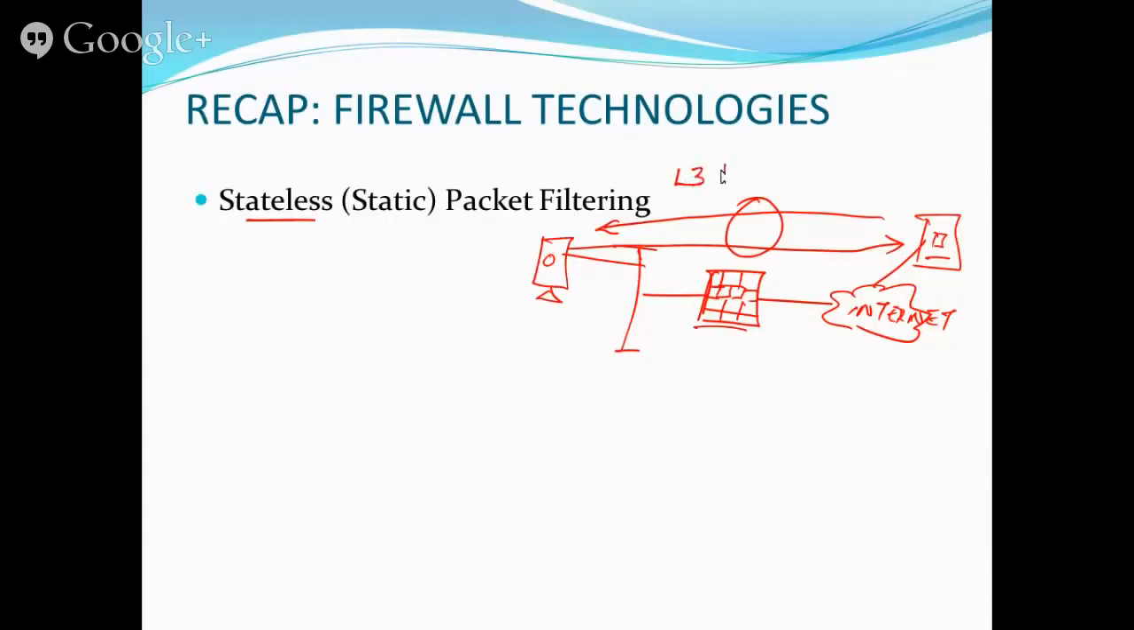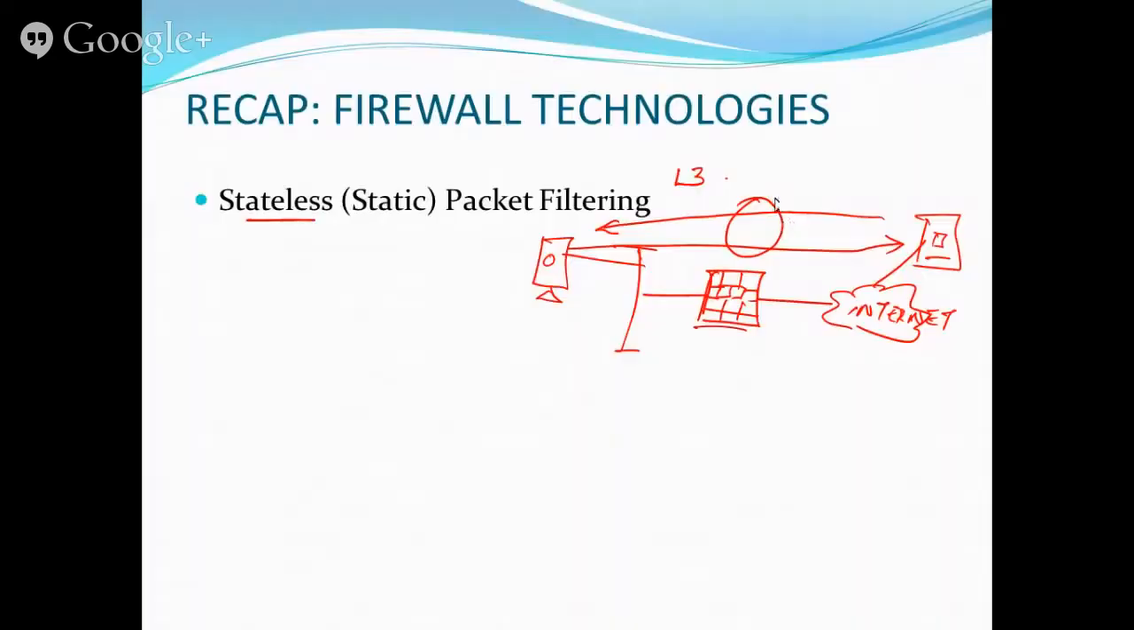And the one thing you should remember is that static packet filtering works on layer 3 and layer 4. So basically you have your TCP, for example, port numbers, IP addresses, and things like that. So now that's the first firewall technology that we have.